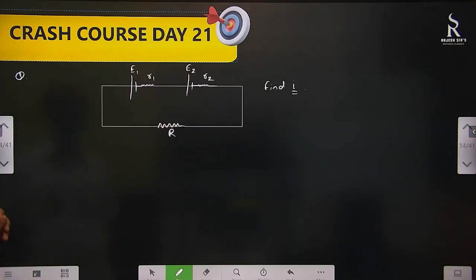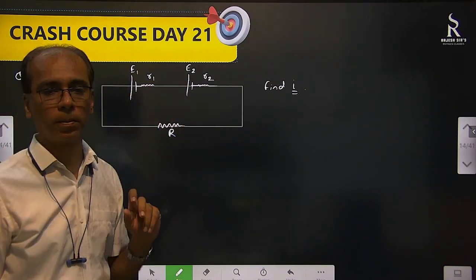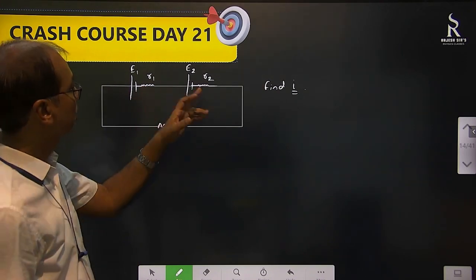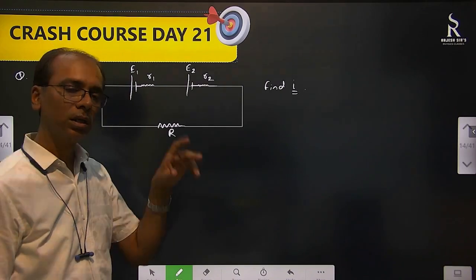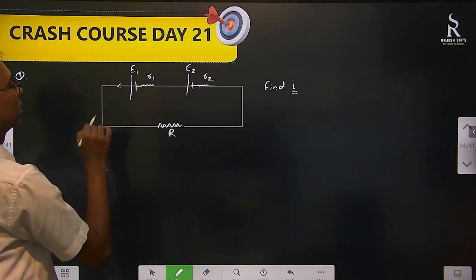Now this is connected in series, but their EMFs are not the same. This is R1, this is R2, even the internal resistances are not the same. So what do we have to do? We have to find I. So what to do? Kirchhoff's law. Let's move using Kirchhoff's law here.